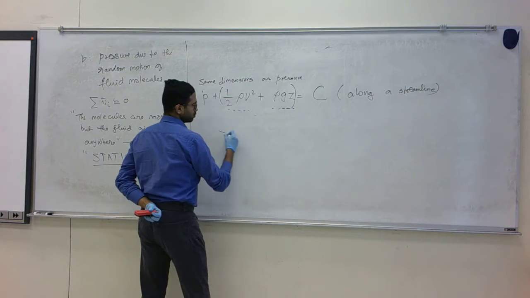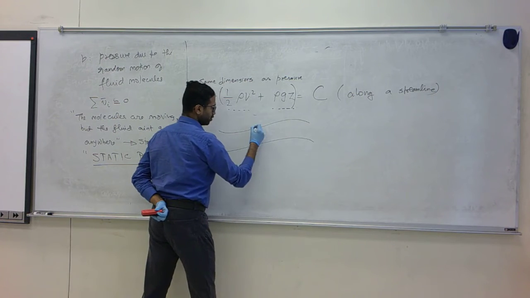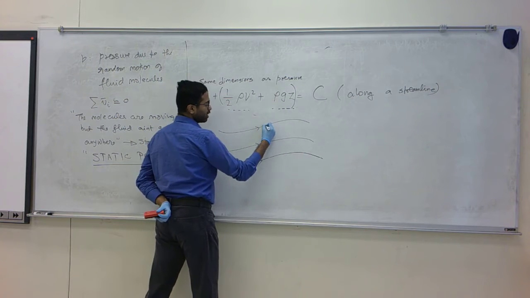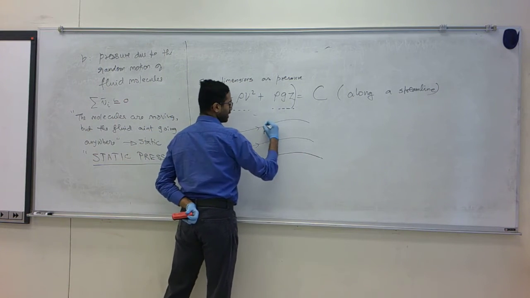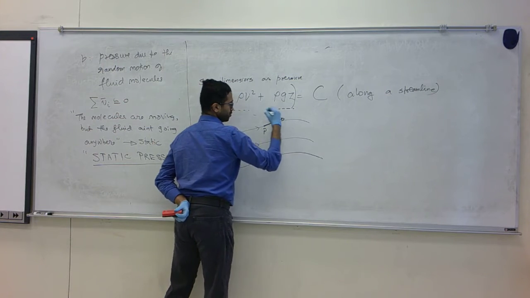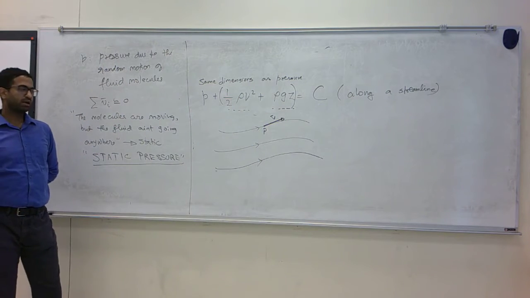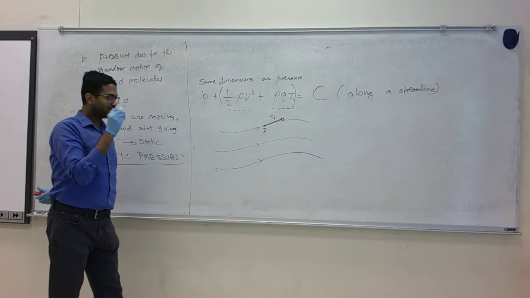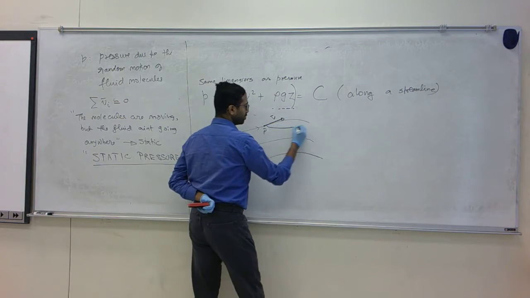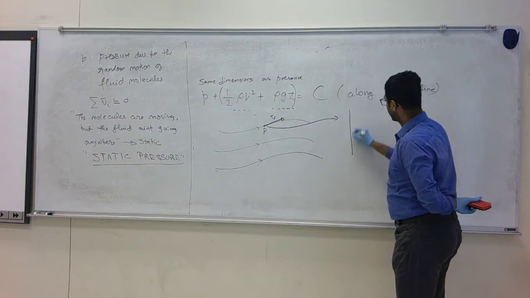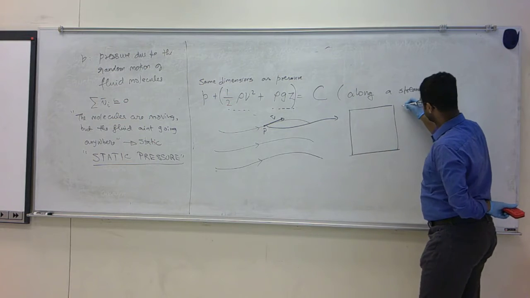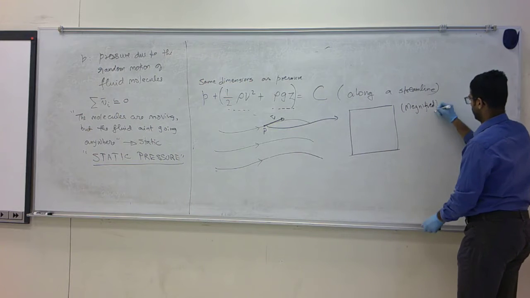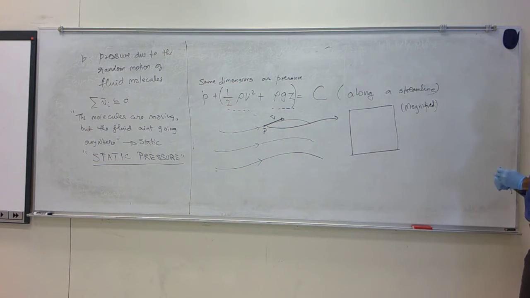If you think of a flow, let's say these are the streamlines, and you take any particular point P, and let's say the velocity at that point is V. If you just focus on the fluid that is at that point P, I'm going to blow up this point, magnify it, and draw that as a volume.